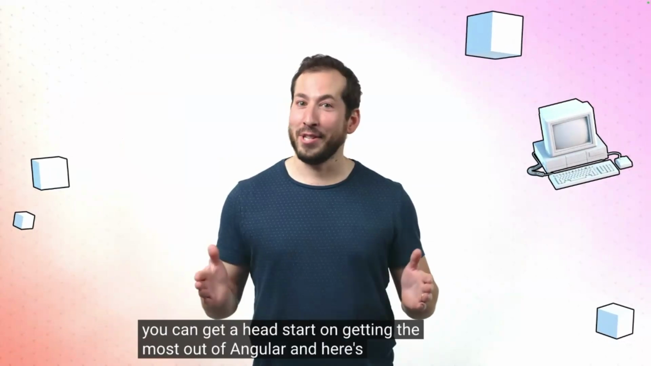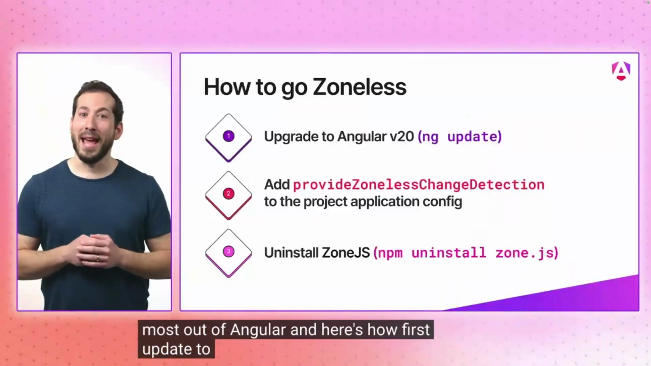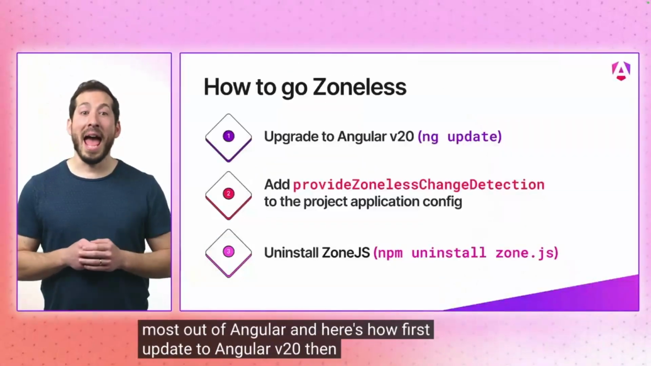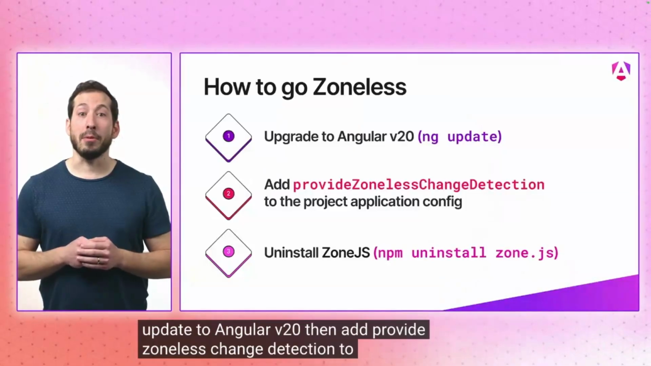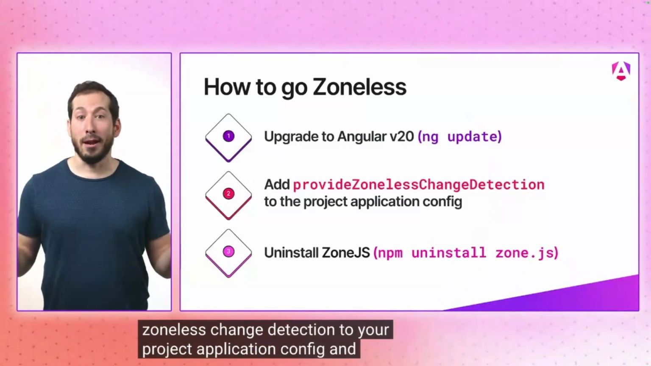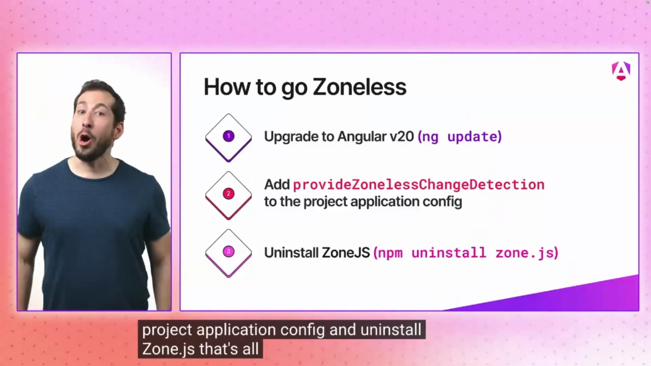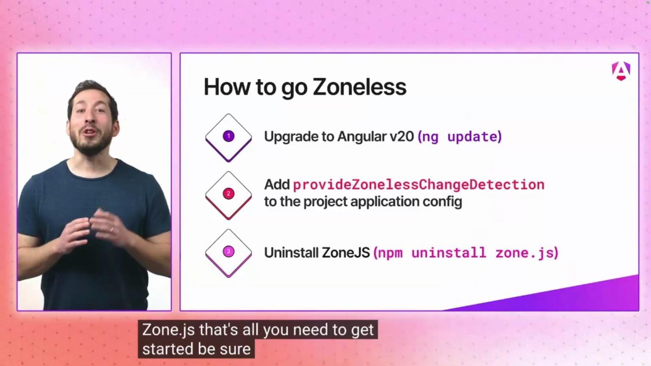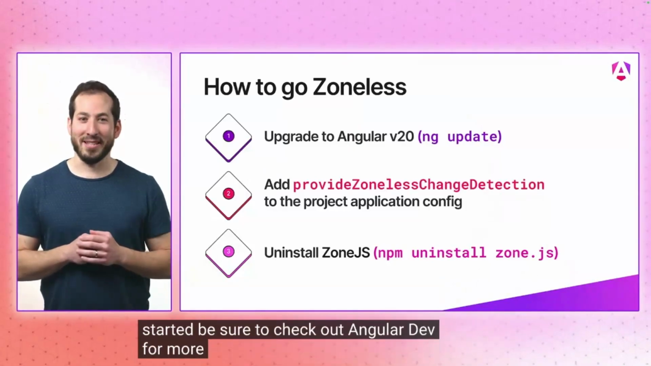With zoneless moving from experimental to Developer Preview, you can get a head start on getting the most out of Angular, and here's how. First, update to Angular V20. Then, add provideZonelessChangeDetection to your project's application config, and uninstall Zone.js. That's all you need to get started. Be sure to check out Angular Dev for more details.